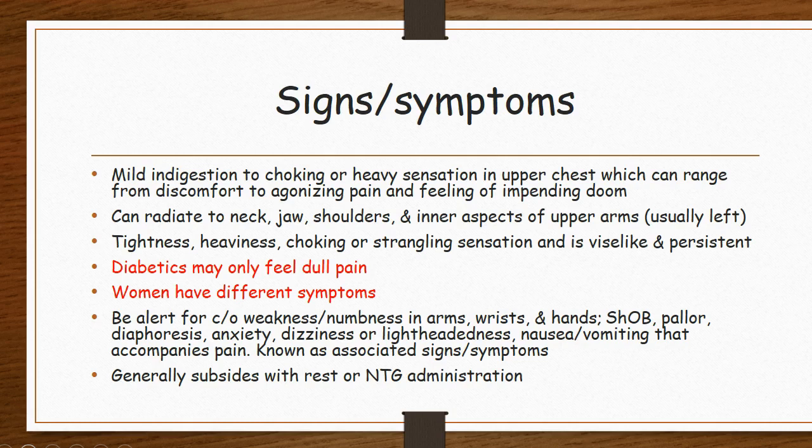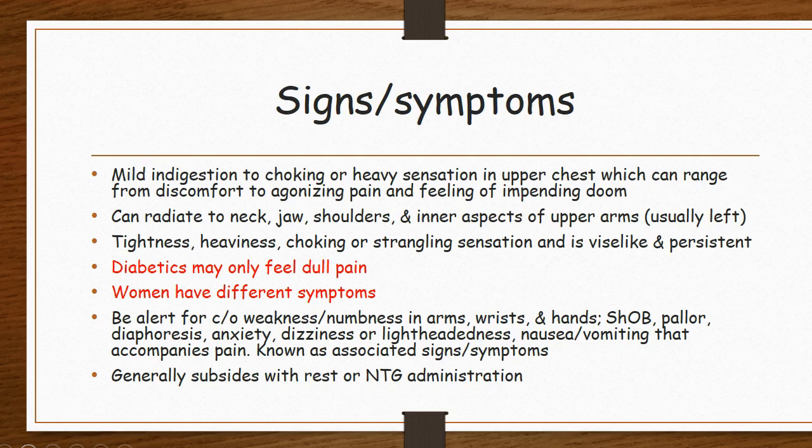Again, you're going to have the indigestion, choking, heavy sensation in the upper chest. It can radiate to the neck, jaw, shoulders, with tightness, heaviness, choking, strangling sensation. And you could also have weakness, numbness in your arms, hands, shortness of breath, pallor, diaphoresis, anxiety, dizziness, or lightheadedness. So if it's stable, again, it's going to subside with rest or nitroglycerin administration.